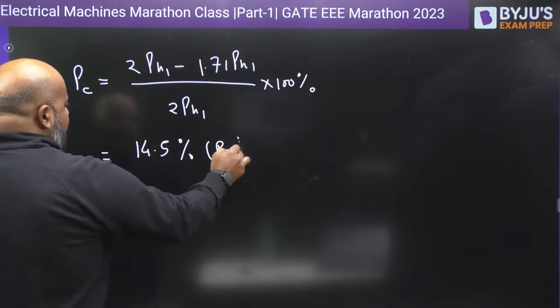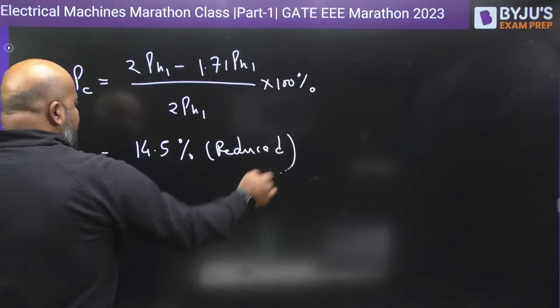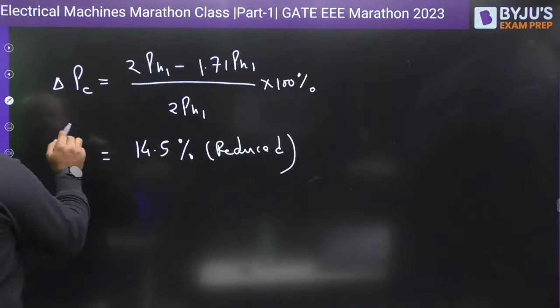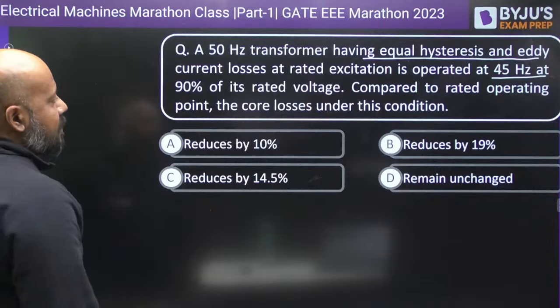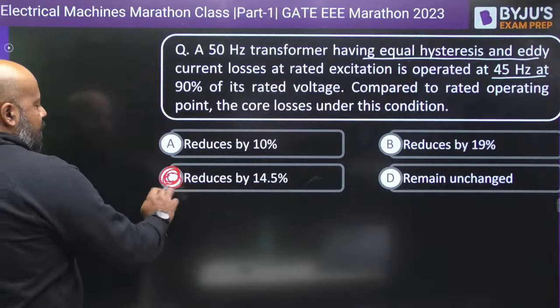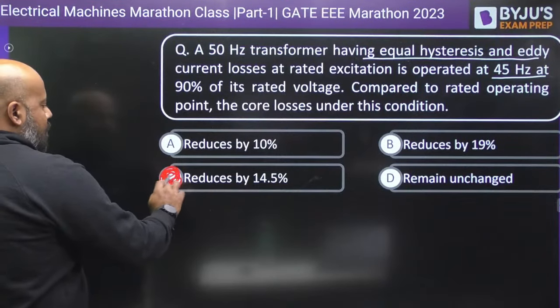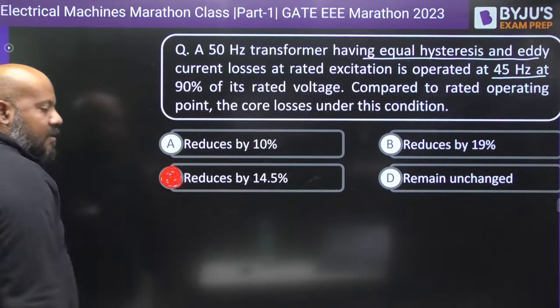So you must be getting it somewhere. So it is reduced by 14.5%. So what is the correct answer? C is the correct answer. Is it clear, everybody?